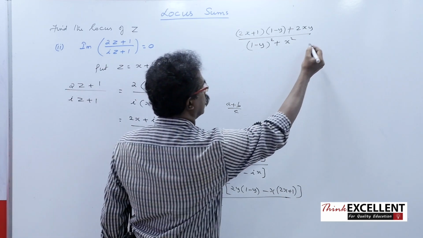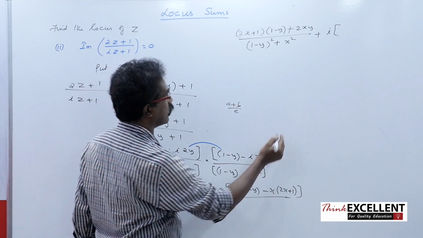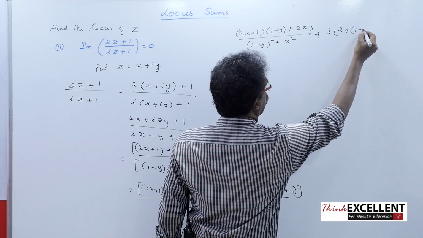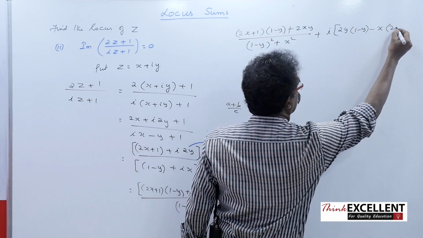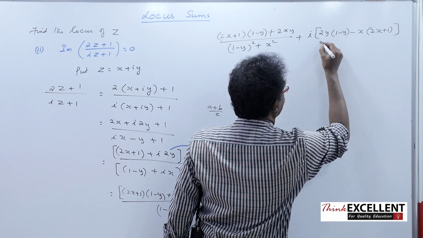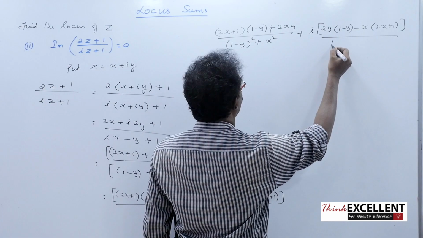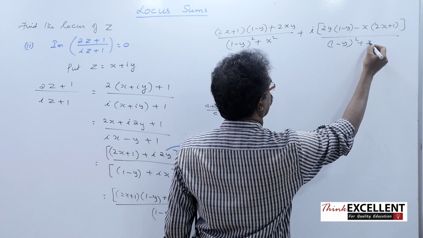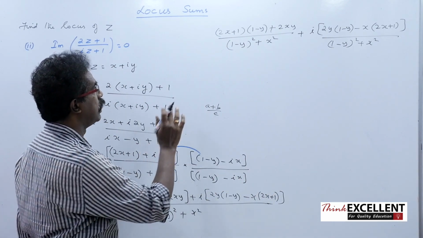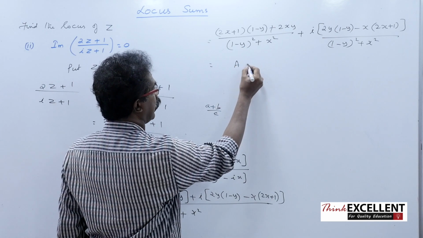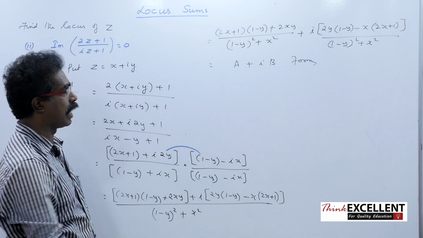Plus i into 2y into (1 minus y) minus x into (2x plus 1), divided by the same denominator, (1 minus y) the whole square plus x square. Just we split into two: this by this plus this by this. Now this is of the form a plus ib.